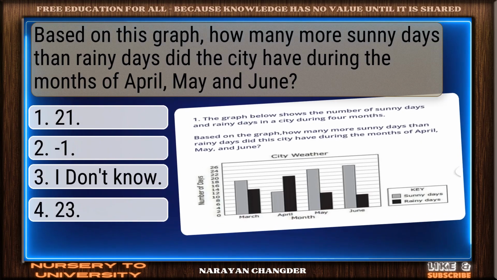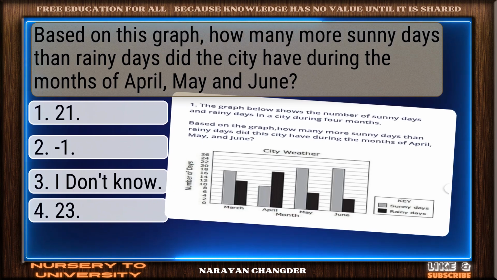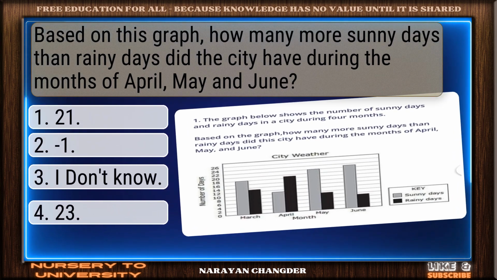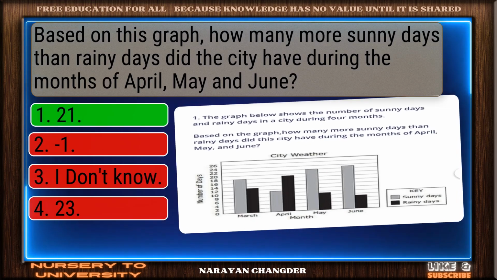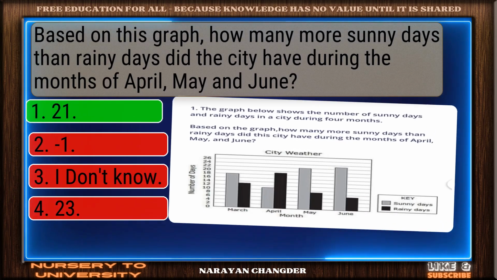Based on this graph, how many more sunny days than rainy days did the city have during the months of April, May, and June? Correct. 21 is the right answer.